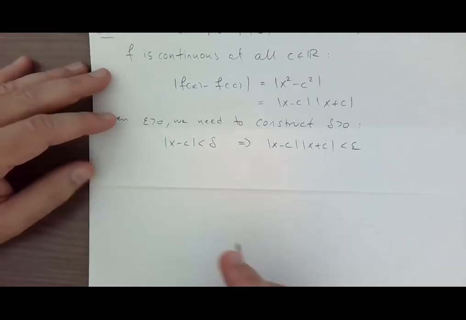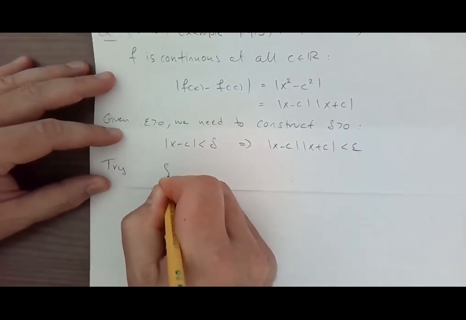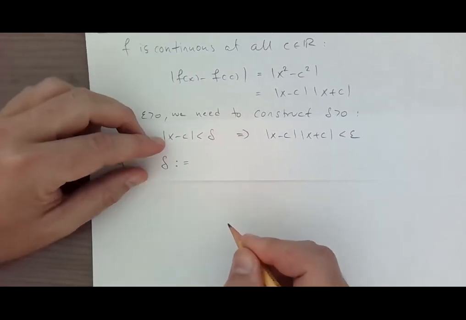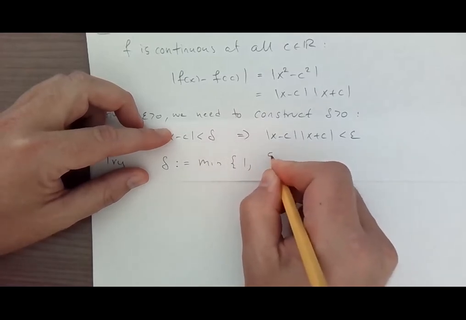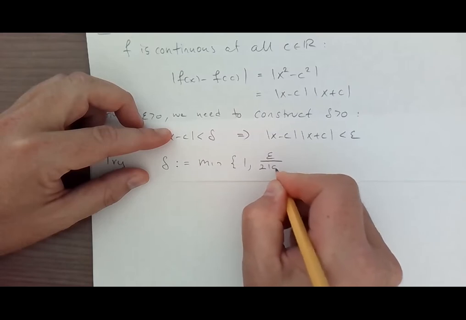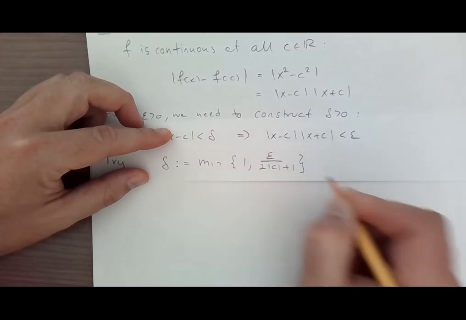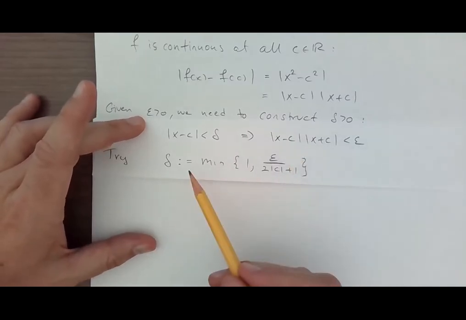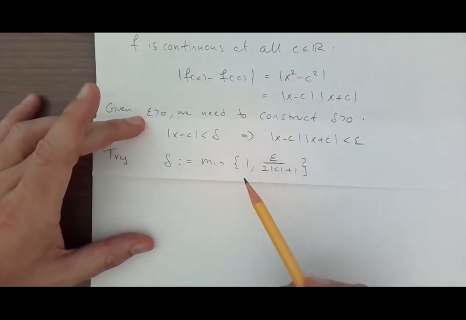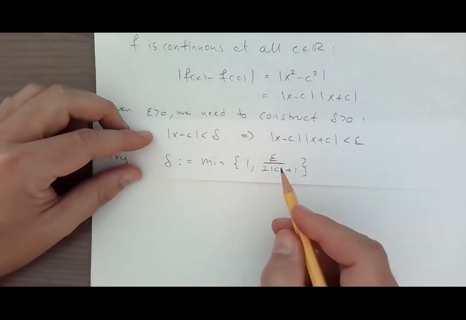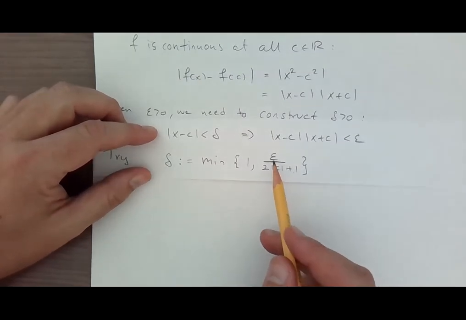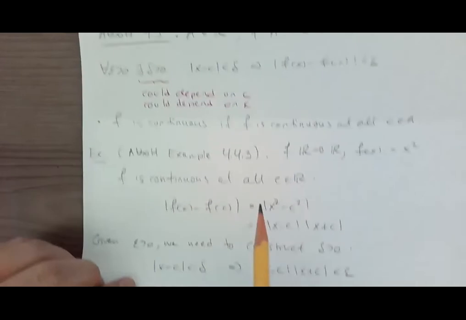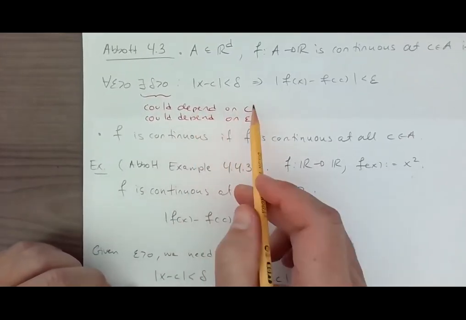And so let me try one. I have a recipe here. It's the minimum of 1 and epsilon divided by 2 times the absolute value of c plus 1. And here you can really see it, right? This delta that we're going to try out, and of course this one is ultimately going to work, but when we are asked to prove something is continuous, we will have to create this delta ourselves. And you can see there's an epsilon here and there's a c here. In particular, these two things are in effect for this example here.